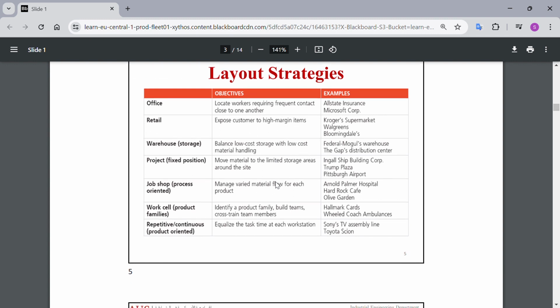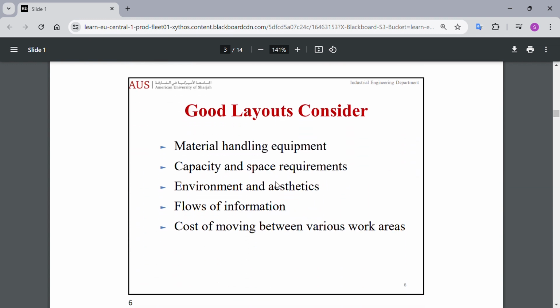Okay, and so some good layout considerations. We should consider the material handling, the equipment that will handle the material, its place and position, and also the capacity and space requirement of that layout. So how many people are going to be there, the space, and etc., and also the environment and the place.